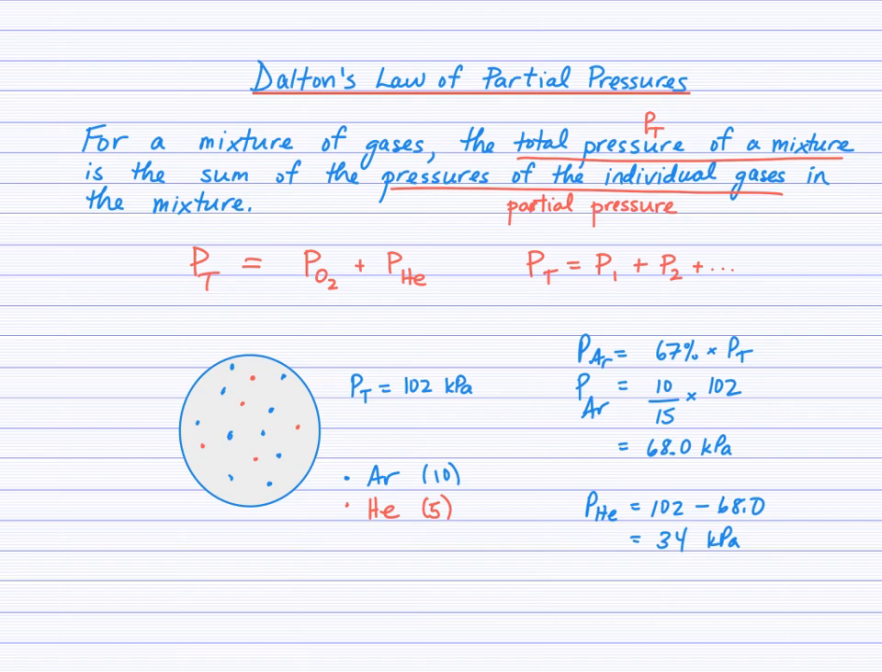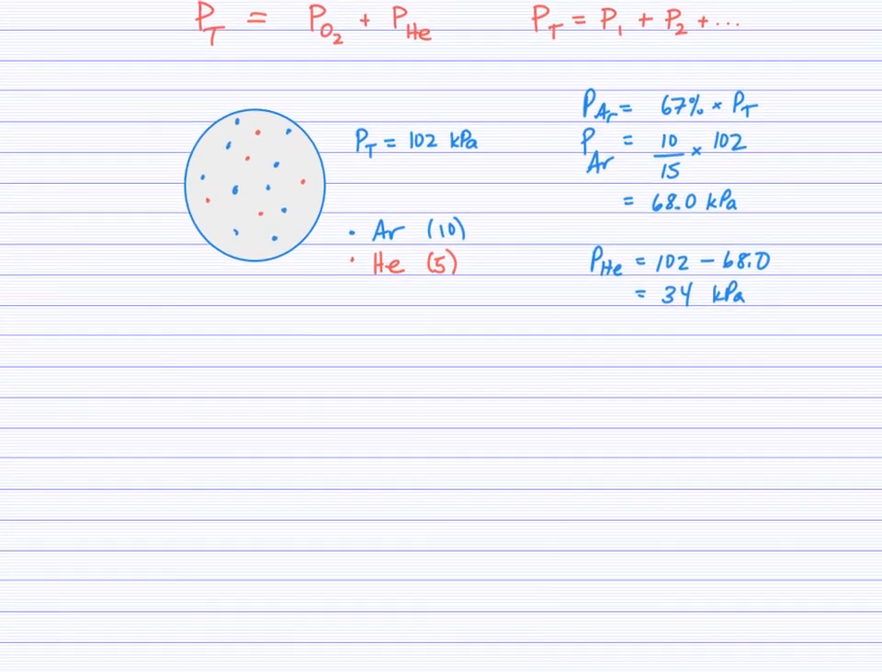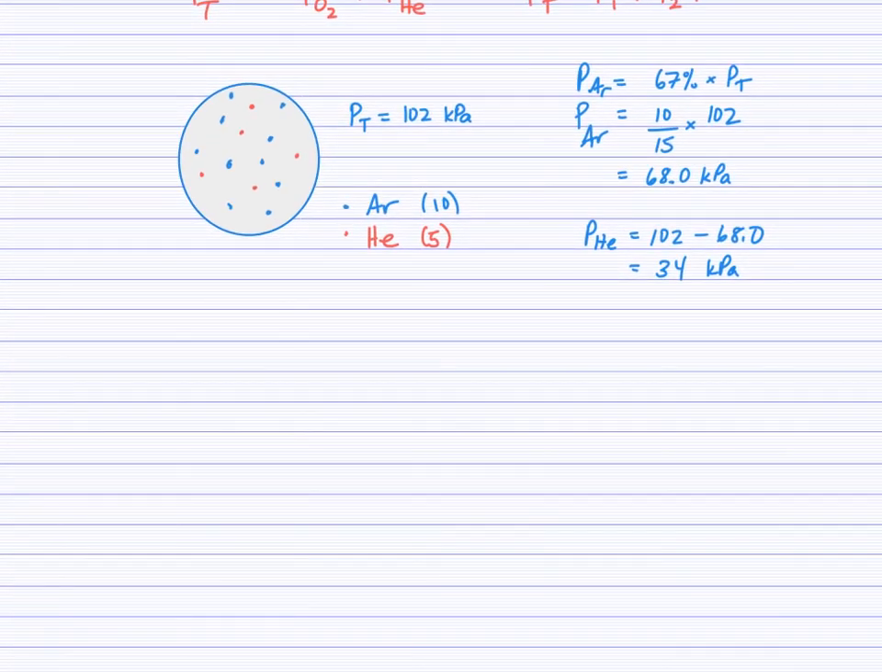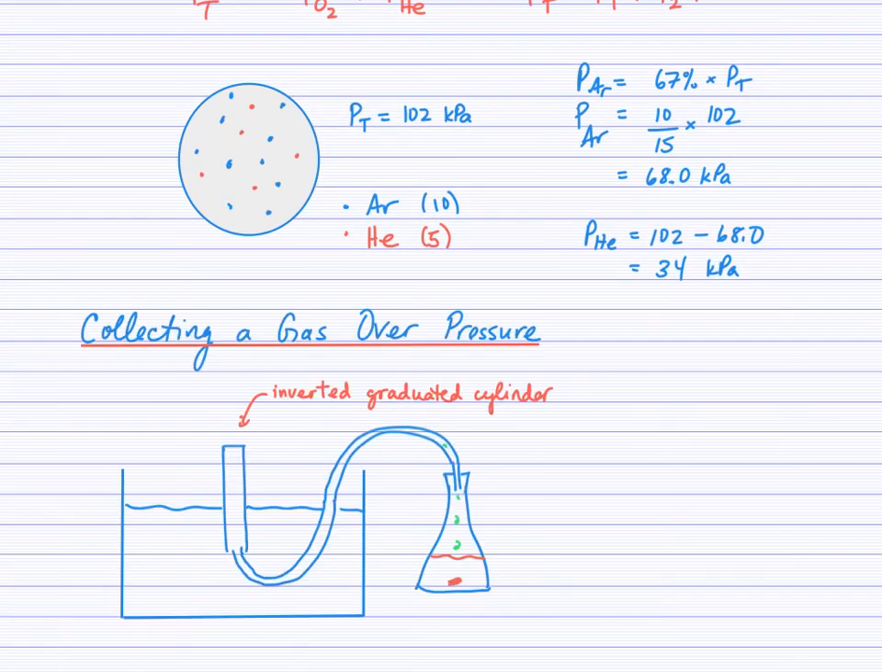Now, how do we apply that in our experimentation? Well, we can collect a gas over pressure. So when collecting a gas over pressure, the experimental setup looks something like this. We have an inverted graduated cylinder that has been filled with water and inverted so that the entire cylinder is full of water. There's no air in here.